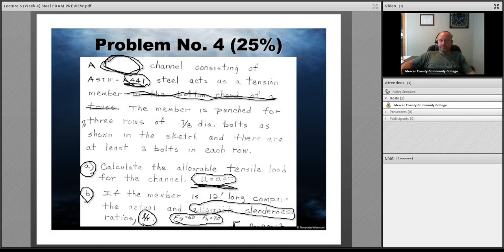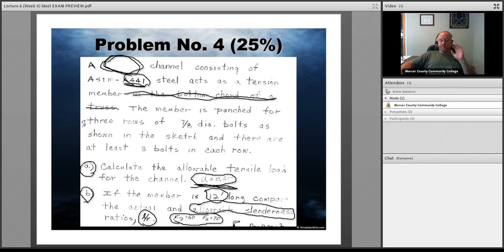There is one trick though. Before you plug into L over R, don't just plug 12 feet in for L. When you plug L in, you want L to be in inches, because in L over R you want those two things to be in the same units. And your R value, if you look it up in your blue book, is already in inches. So when I tell you there's a length, in this case, of 12 feet, you're going to say, oh, okay, my L is not 12 feet, it's 12 times 12, or 144 inches. So my actual is 144 divided by the minimum R value for this channel that I give you.